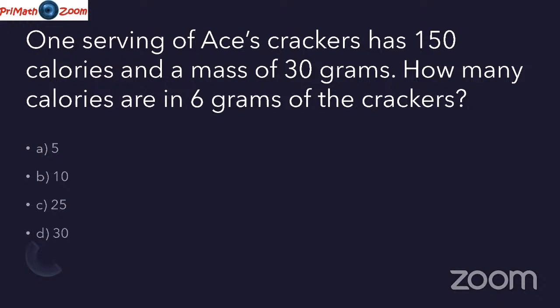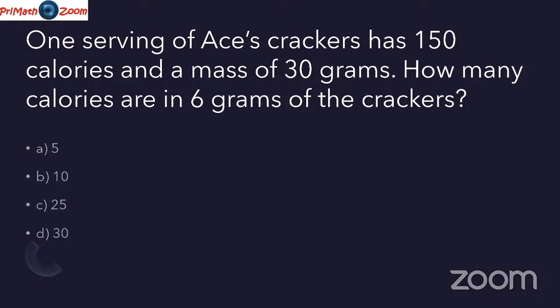Emily says that 30 grams multiplied by 5 is 150. So the same rule is going to apply to the other number of grams. KK says, how I got my answer is I divided 150 and 30 by 5, then multiply by 6, which equals 30. All right, Nicola says the ratio is 1 to 150 to 30.